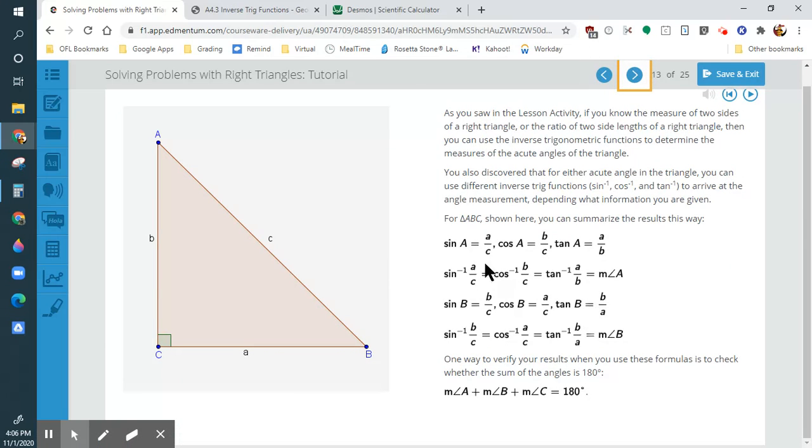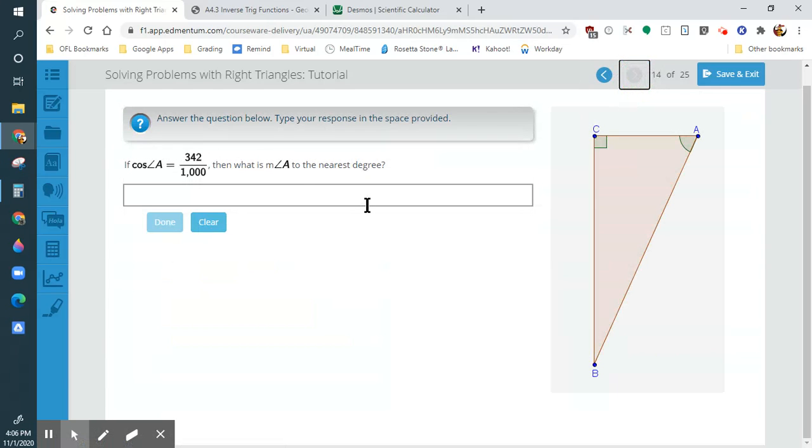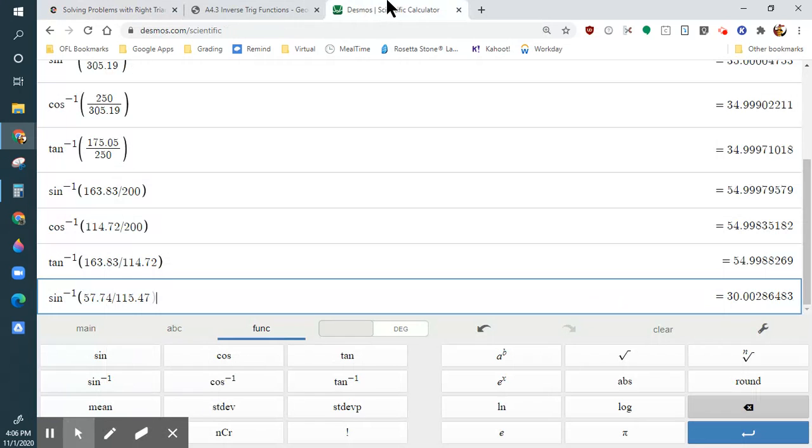So this is just showing us how if we take sine of that, it gives us AC. And if we take sine inverse, it's going to give us angle A. All right, so moving on here. We need to find what angle A is given this fraction. So we're going to do cosine of that. So we're going to do cosine inverse.